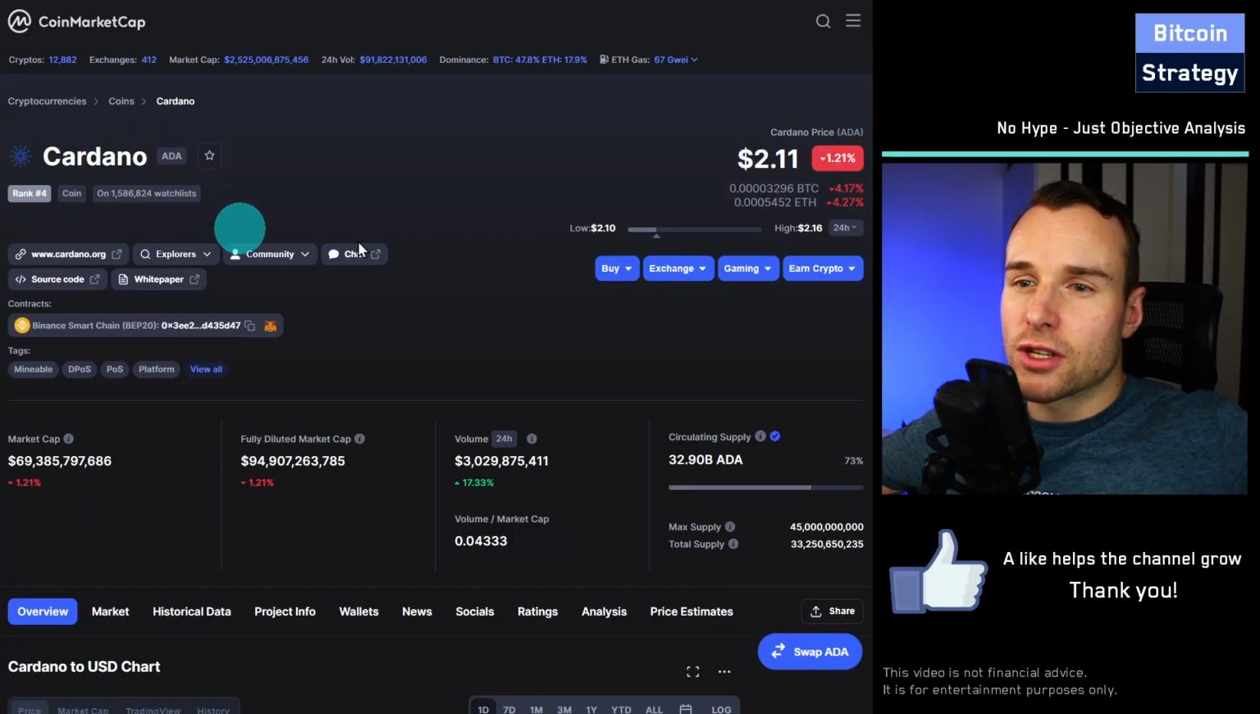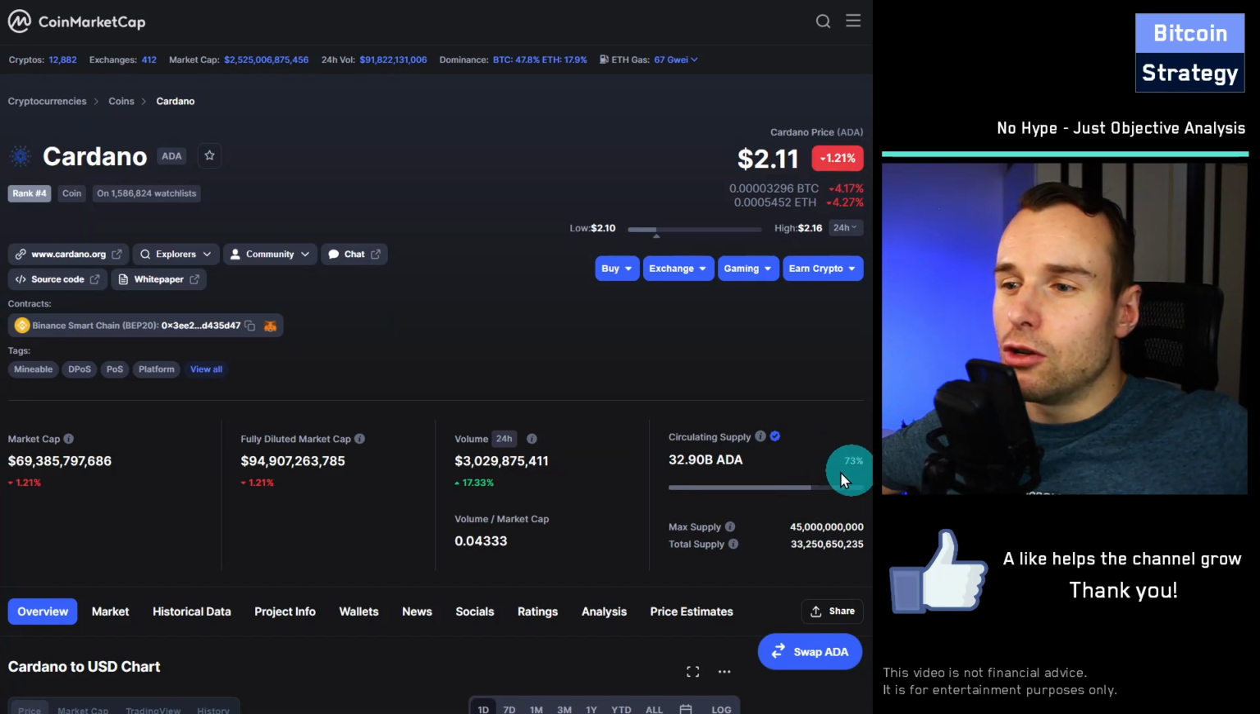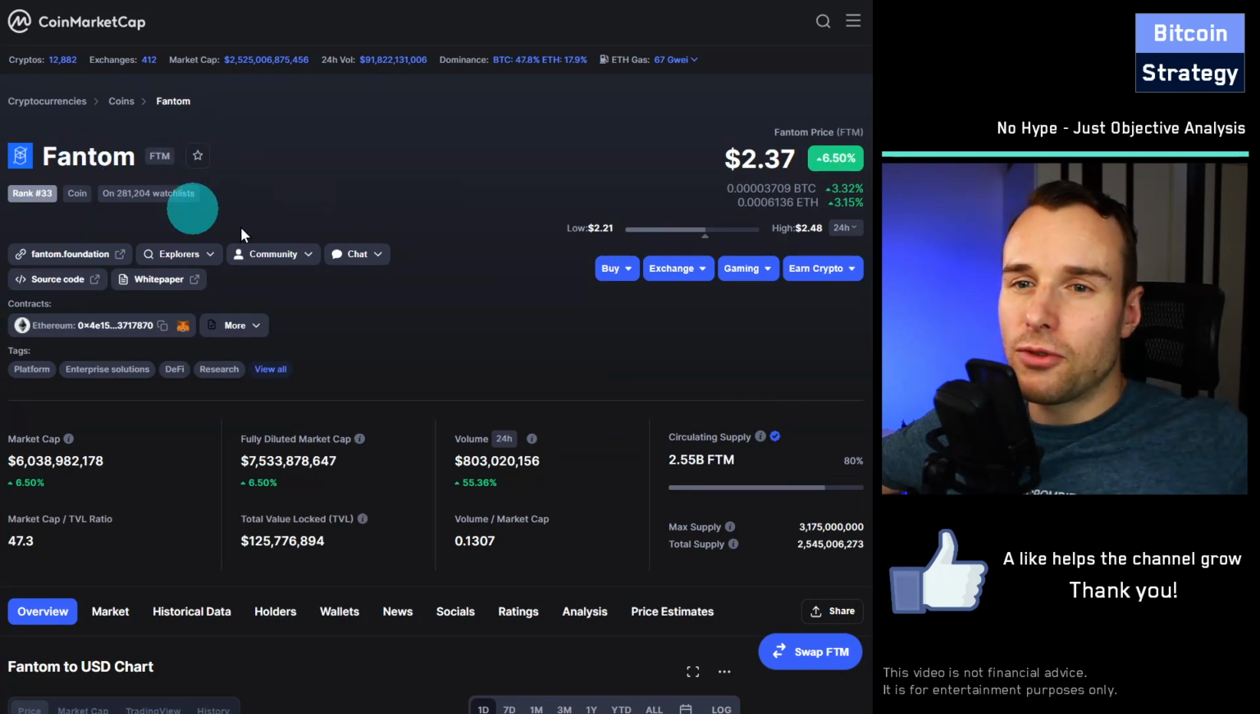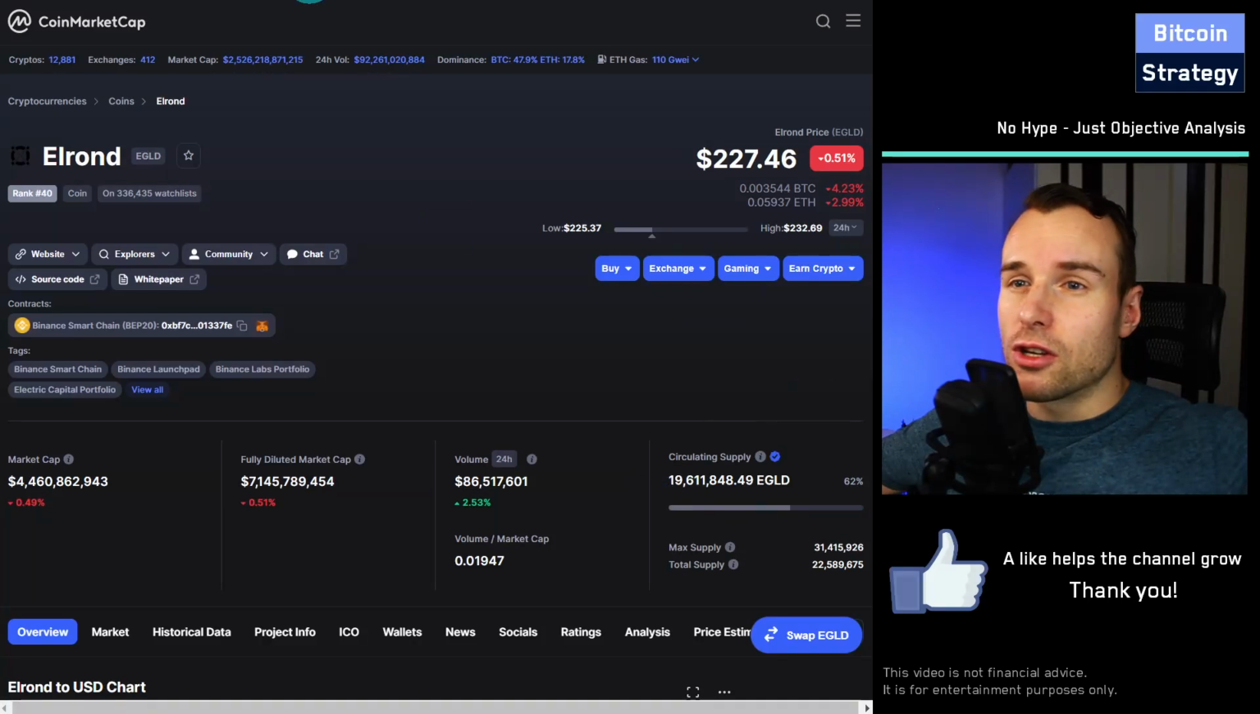If you compare this, for example, to Cardano, the circulating supply is higher. So the downward price pressure that comes from additional tokens will be lower over the long term. Here we've got Phantom, where we also have 80% already circulating. So less pressure here. But Elrond also is not the worst, right?